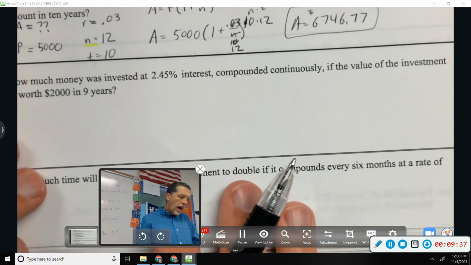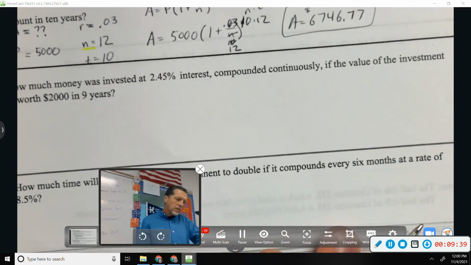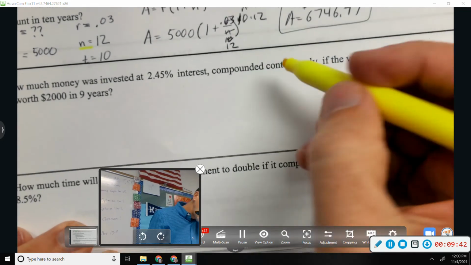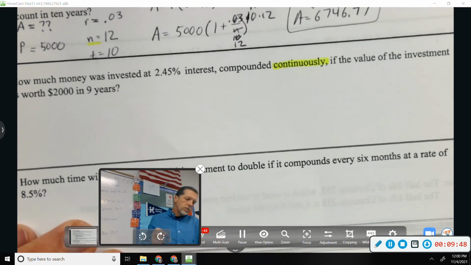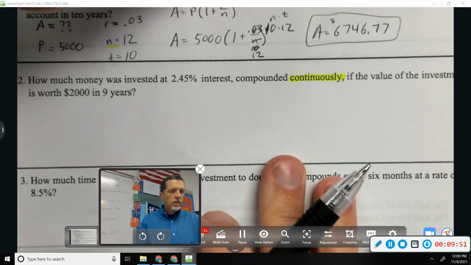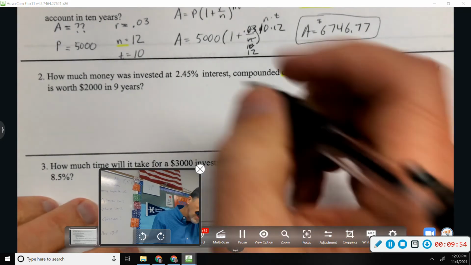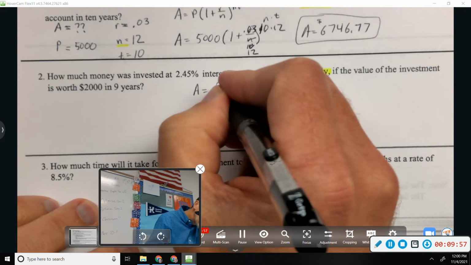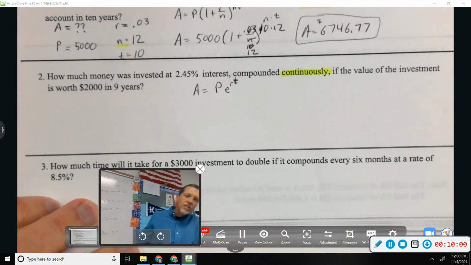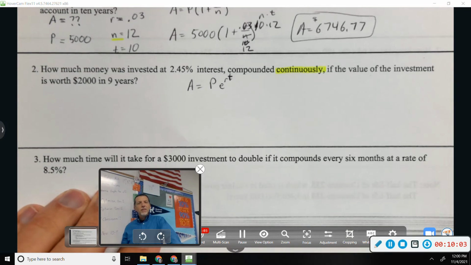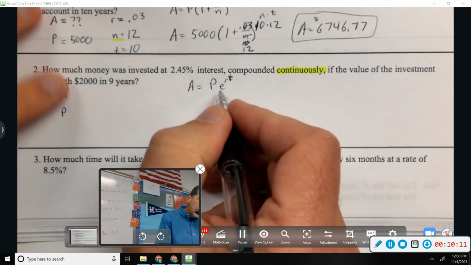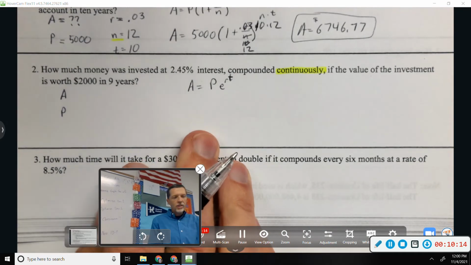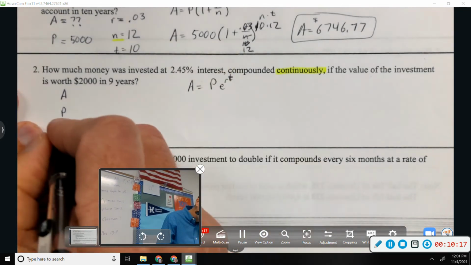Number two. How much money was invested at 2.45% interest, compounded continuously, if the value of the investment is worth $2,000 in 9 years? There's an important word: continuously. Continuously is the PERT formula. Some people describe it that way because of the word it spells out. So E is not a variable. E is a number, like it's in the calculator, 2.7 whatever. So I don't have to worry about what E is.